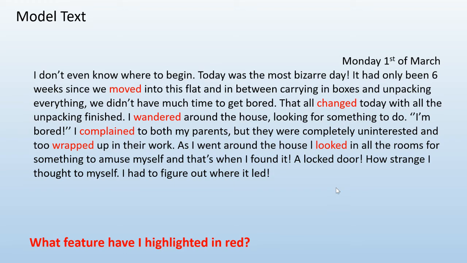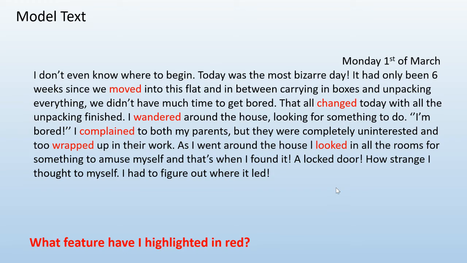I don't even know where to begin. Today was the most bizarre day. It had only been 6 weeks since we moved into this flat, and in between carrying in boxes and unpacking everything, we didn't have much time to get bored. That all changed today with all the unpacking finished. I wandered around the house looking for something to do. I'm bored, I complained to both my parents, but they were completely uninterested and too wrapped up in their work.